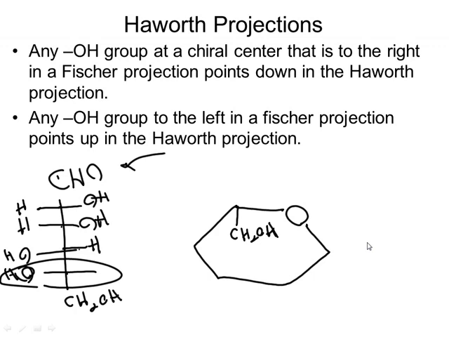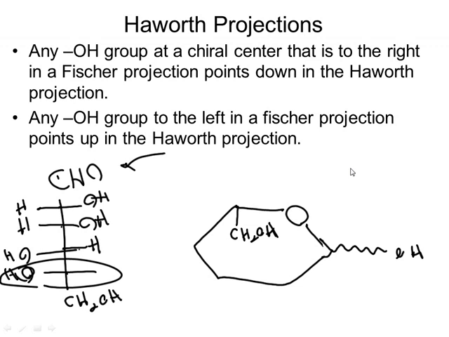Now, I'm not specifying whether this is alpha or beta, so I'm just going to draw a squiggle line and an OH. This makes it unspecific. This is neither particularly alpha nor beta, which you're going to see a lot. Because remember, the chain opens and it goes between alpha and beta in solution, so you can get both.